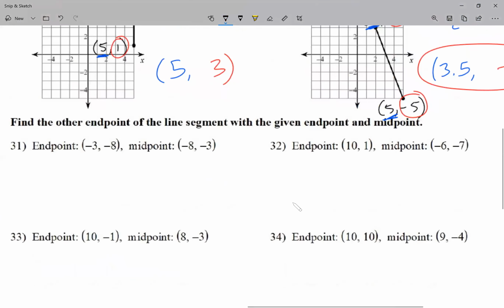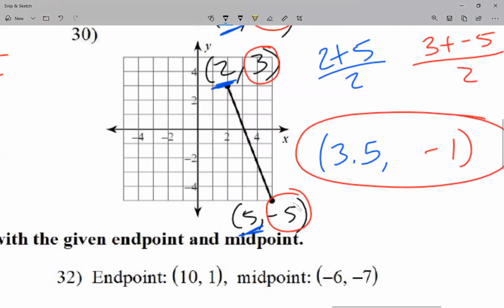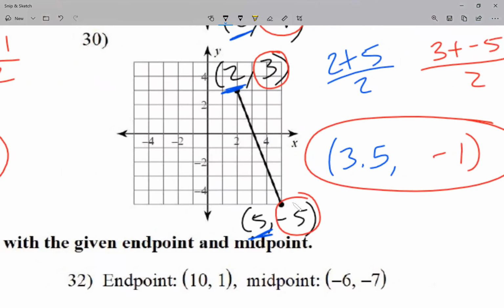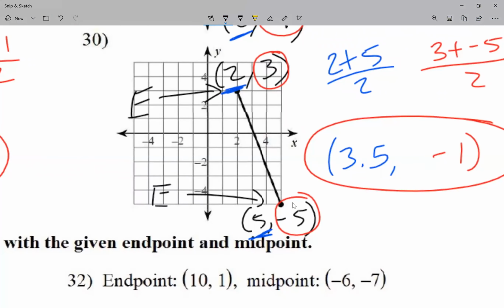Let me come back to the graphs. You guys can see I have two endpoints. What I mean with endpoints is, this is one of my endpoints, and this is another endpoint. Those are the endpoints of the segment. I need two endpoints in order to come out with the midpoint. So having that idea, let's take a look.